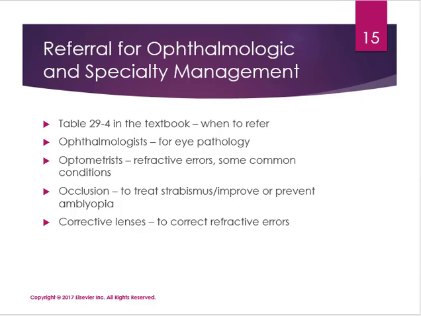If you're concerned for refractive errors such as vision and some common conditions, an optometrist can take care of that. If you're concerned about strabismus or improvement or prevention of amblyopia, that may require occlusion of the eye, so patches. And then if you're concerned about refractive errors, then you're looking at corrective lenses, contact lenses, glasses, etc.